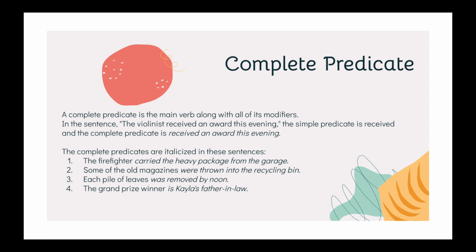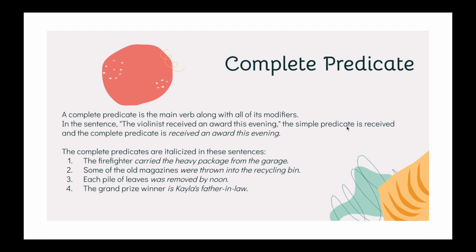Okay, so a complete predicate is the main verb along with all of its modifiers, including the object. Okay, so if in Bahasa Indonesia we learn subject, predikat, dan objek, right? In English, it's basically subject and predicate, and the predicate includes everything from the verb and the nouns behind it and so on and so forth. Okay, so for example, in this sentence, the violinist received an award this evening.